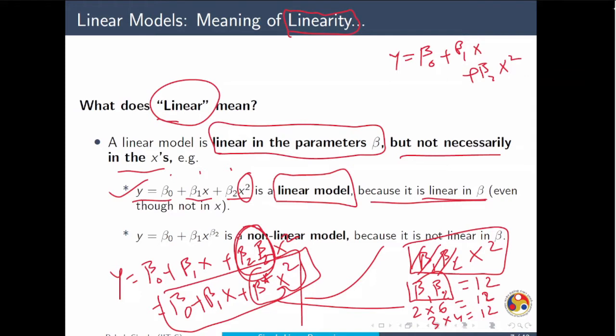Okay, so here the second one, y equal to beta naught plus beta 1 x to the power beta. Now this is a nonlinear model because it is not linear in beta. In a very crude way, suppose if you increase some value here, that will directly give a linear increment of y. But here if you increase something, that will not be related linearly with respect to y.